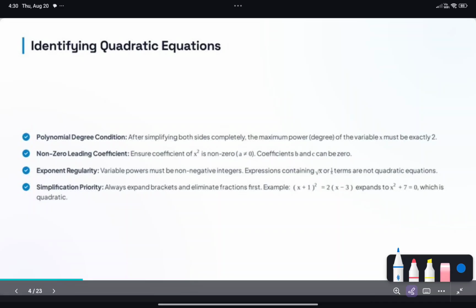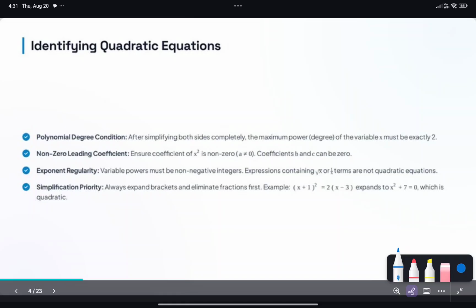Identifying quadratic equations. How do we identify a quadratic equation? In an examination or a test, they will give a number of equations. How do we identify this one is a quadratic equation and this one is not? How do we decide? Go with the degree only? No, there are criteria to identify quadratic equations. We must follow some steps. What are they? We'll see.